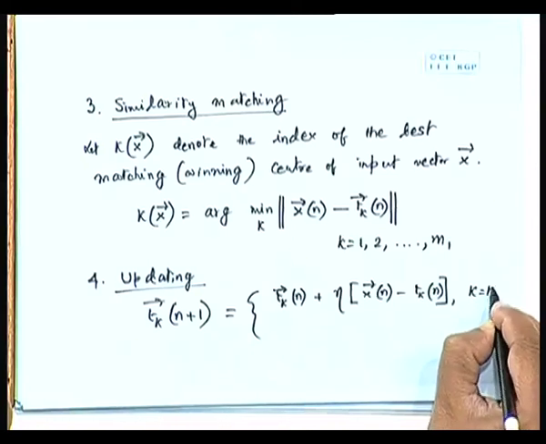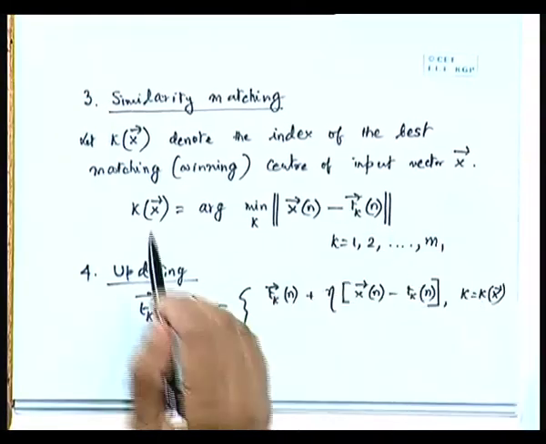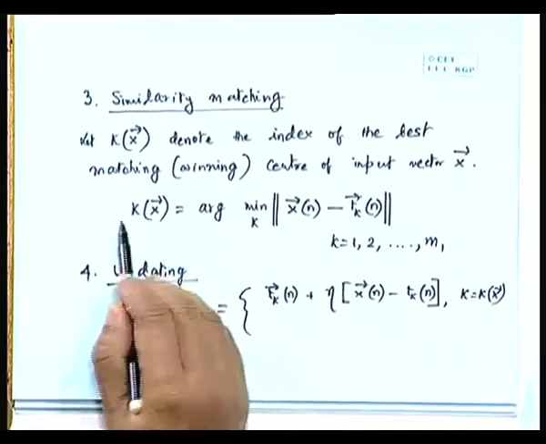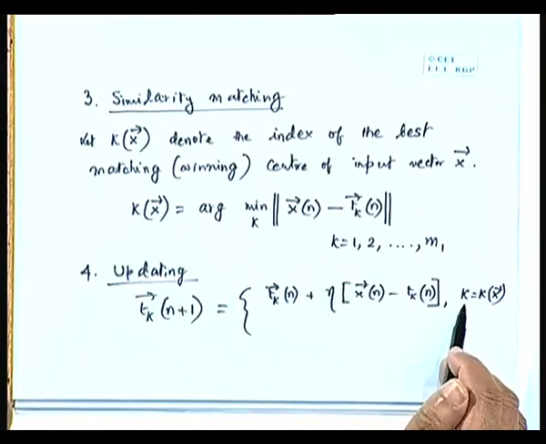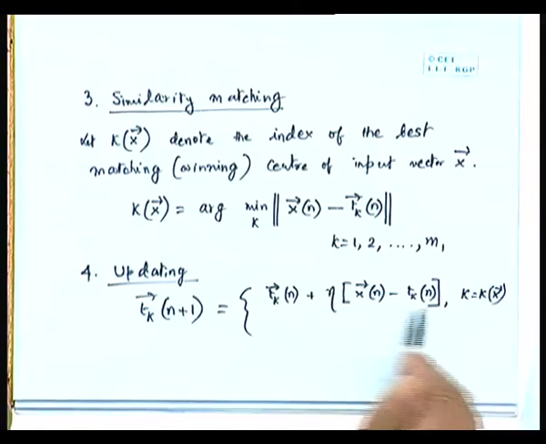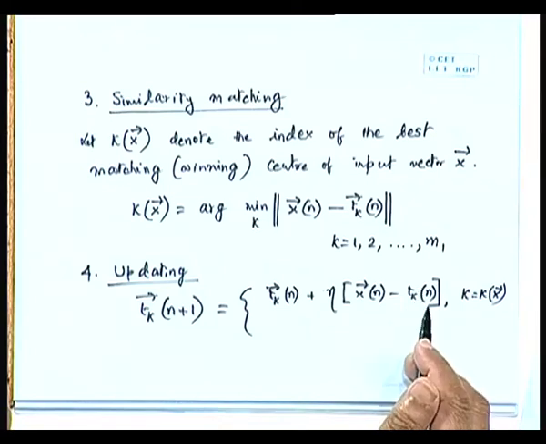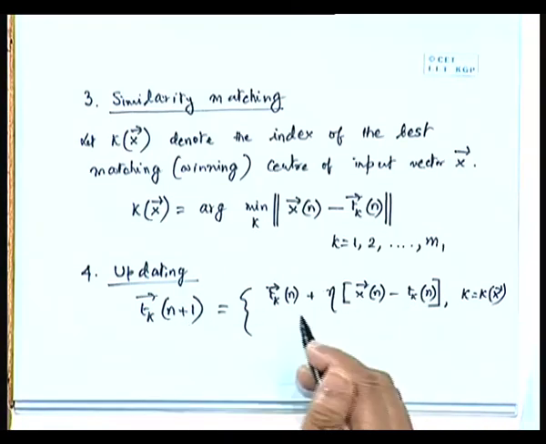This updating we will do only if k is equal to k(x). k(x) is assumed to be the winning position, right? So if the kth center that we have chosen to update happens to be the winning center itself, then we will apply this updating rule. And if that is not the case, what are we going to do? I have told you that. What will be Tk(n+1)?